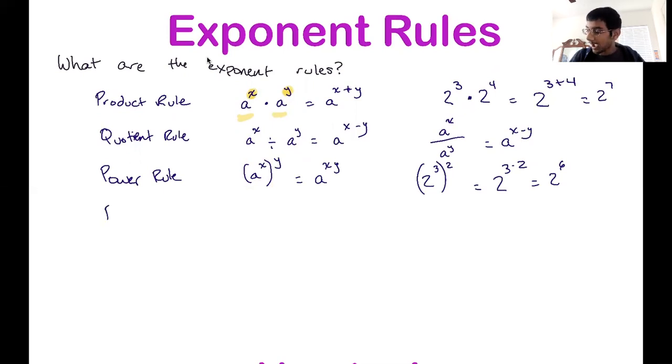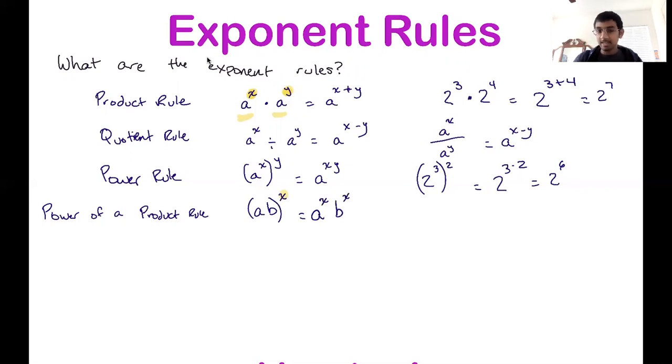That's one thing to look out for, because you can make mistakes very easily like that. The next one is the power of a product rule. Okay, let me move this over. There we go. The power of a product rule is essentially if I had a times b in parentheses, and I was raising that to the x power, that would be the same as me distributing this x over into each of the individual parts. So it would become a to the x times b to the x.